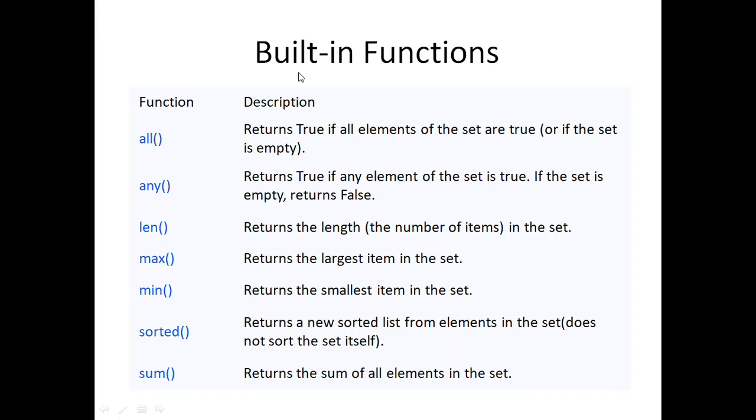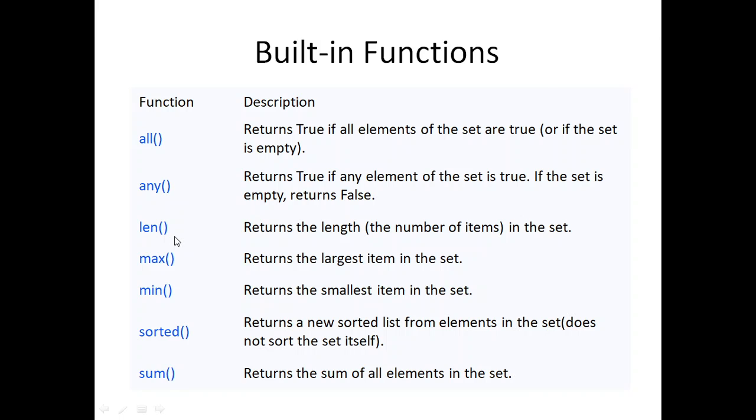Then there are some built-in functions also. We have already seen these built-in functions in the case of tuples. The same built-in functions are available for sets also. So we have already seen all. All returns true if all the elements of the set are true. Any will return true if any of the elements of the set is true. If the set is empty, any returns false.